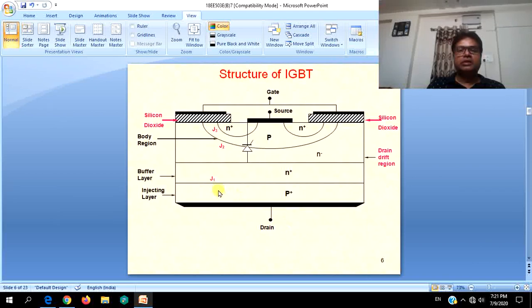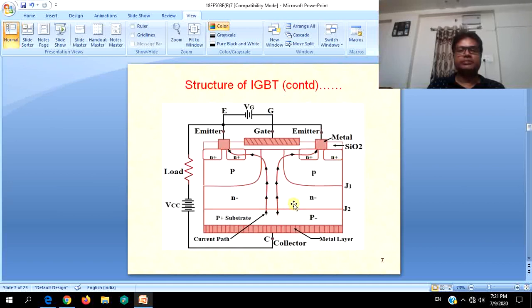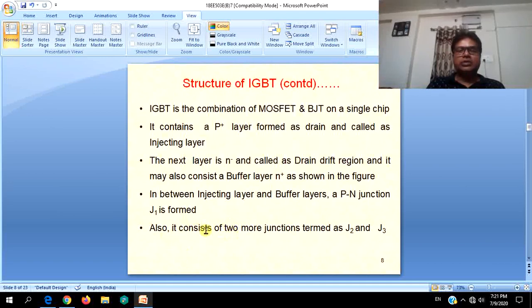This is J1, J2. It is between the injecting layer and the buffer. It is J1. Also, it consists of two more junctions termed J2 and J3.